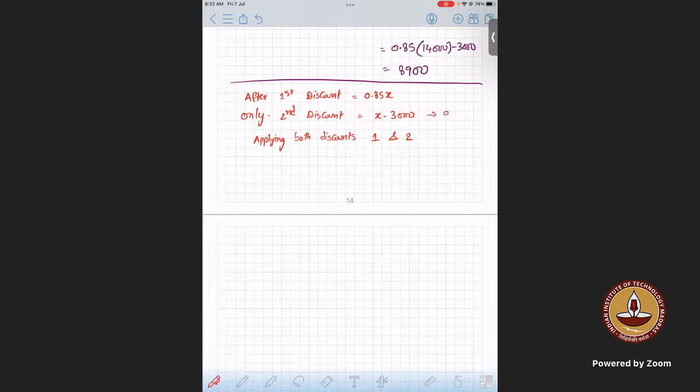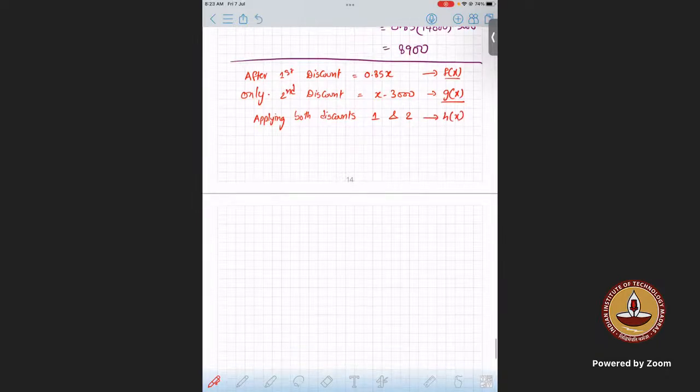Let this be g of x. Let this be f of x. This is the first function. I mean, the first discount is f of x and the second discount is g of x. And the combined discount is h of x. Now my question is, h of x is equal to f of g of x or h of x is equal to g of f of x. Which one is correct?